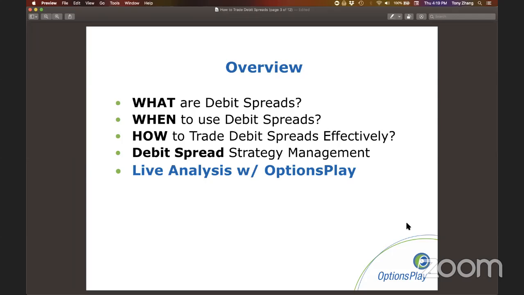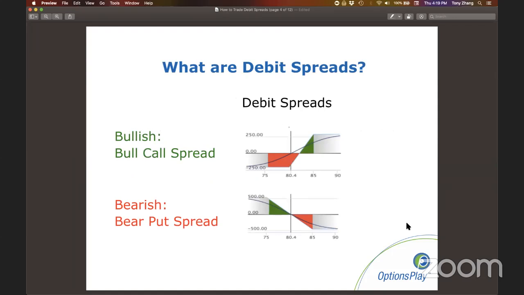And then lastly, we'll end this session with a live analysis using Options Play. I have a few stocks that I think are interesting names to look at right now. We'll go through both bullish and bearish examples and show you how you can leverage that quickly using Options Play into a debit spread. So we'll go through that at the end.